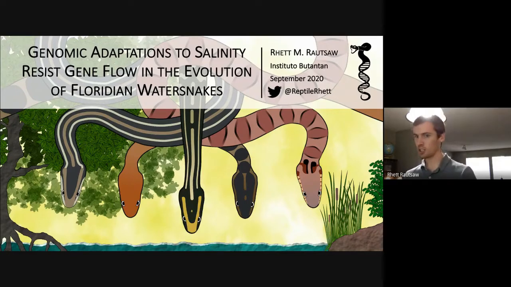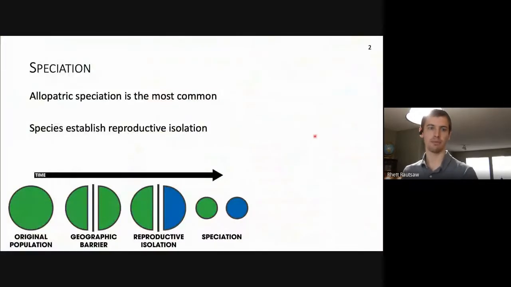But it's about speciation, adaptation, and phylogenetics in the Floridian watersnakes. So speciation, as many of you probably know, is an evolutionary process by which populations evolve to become distinct species. For a long time, the most common form of speciation has been thought to be allopatric speciation, where species become geographically isolated, establish a reproductive isolation, and then this means they can no longer breed with one another, and so they are two distinct species.